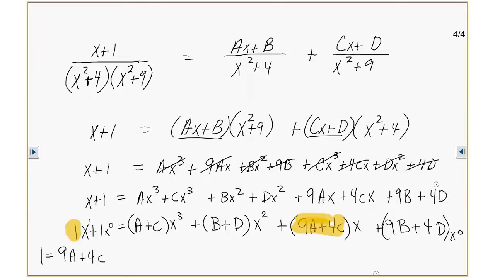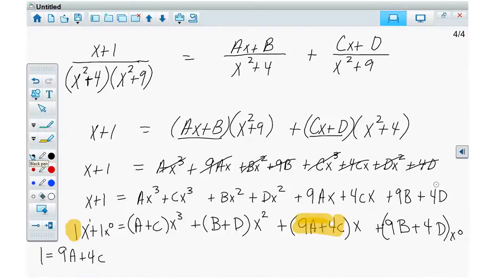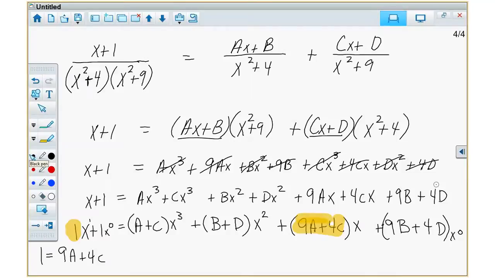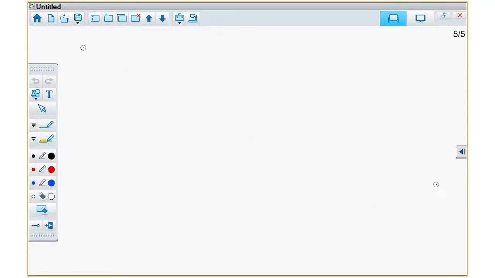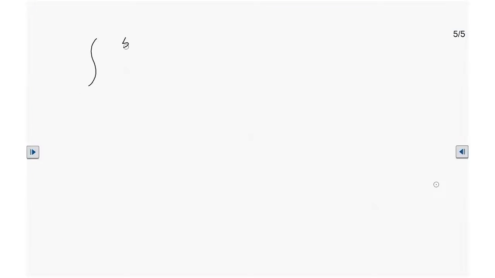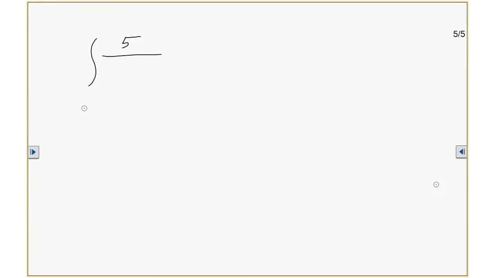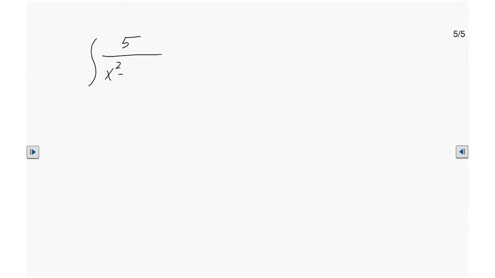So. All right, so now you ready to apply this? Yes, Hubert. Good, class. All right, now since I've taught y'all so well, you should be able to do this now. 5 over x squared minus x minus 6 dx.